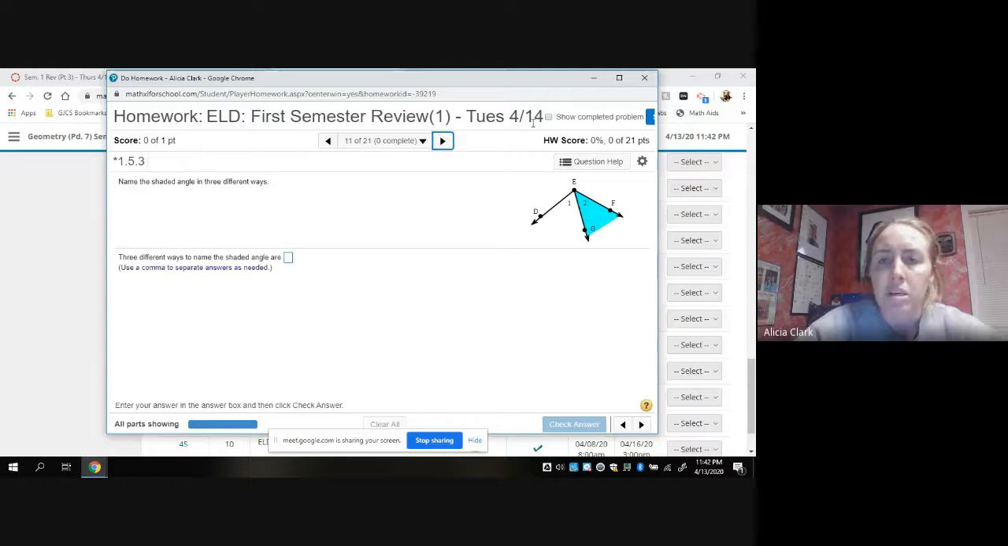One thing I want to point out to you is the way that you need to make sure you type your answer. Make sure that you are using the angle symbol. If you are calling this angle 2, you cannot just put 2. You have to put the angle sign or it's going to count it wrong. You also need to put the commas in between the answers.